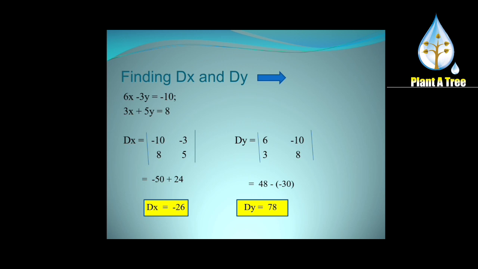Now we are going to find the Dy term. In Dy, the coefficients of x remain as they are, but the coefficients of y are replaced with the constant terms, that are minus 10 and 8. So the value of the determinant is 6 into 8, 48, minus 10 into 3, that is minus 30. Therefore the value of determinant Dy is equal to 78.